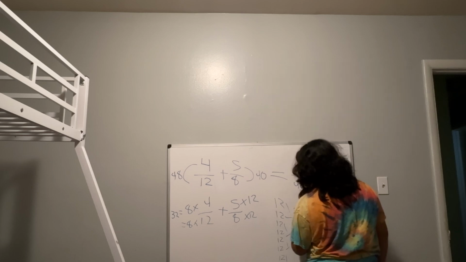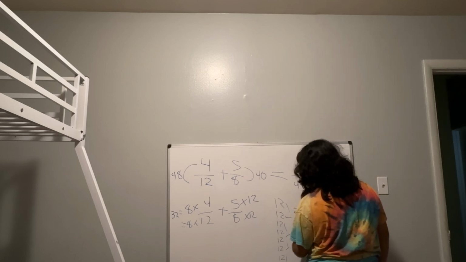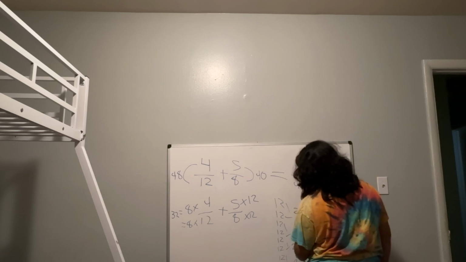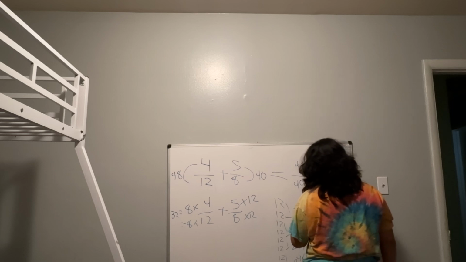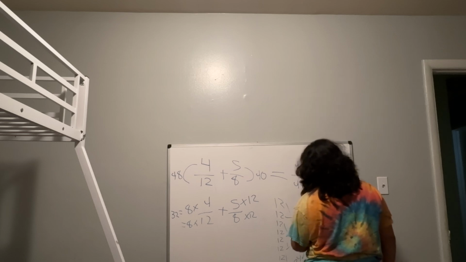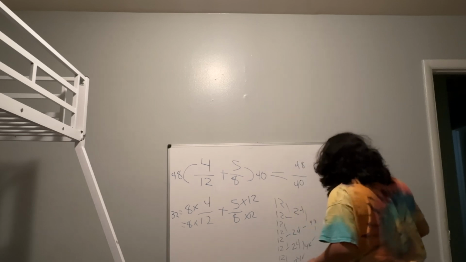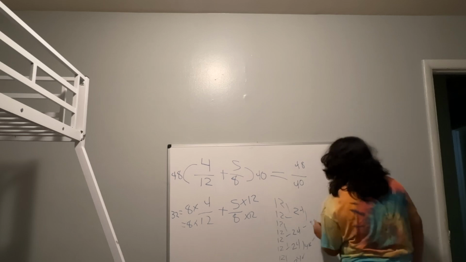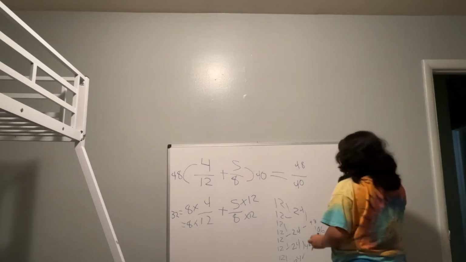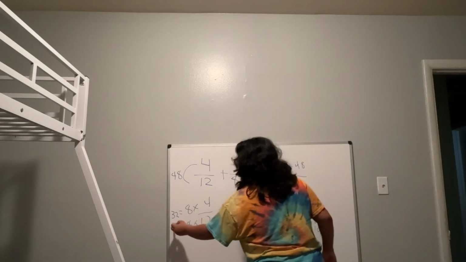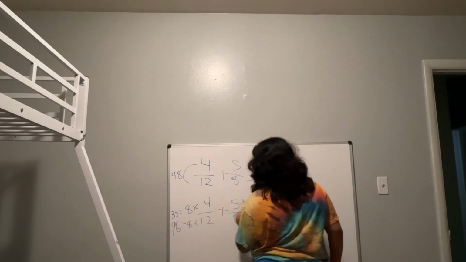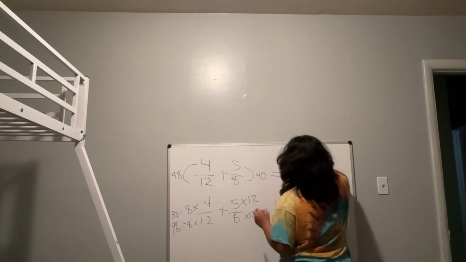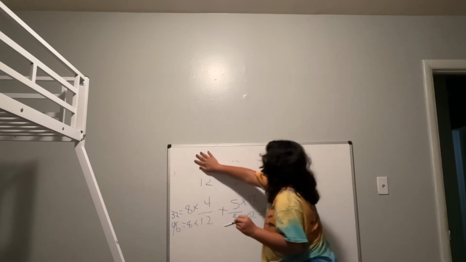24, 24, 24, 24. Add those up. 48, 48, and then 16. 96. So 96. So over here, again 96. I'm not sure how I got 40 over here. Just scrap this. I don't like this.